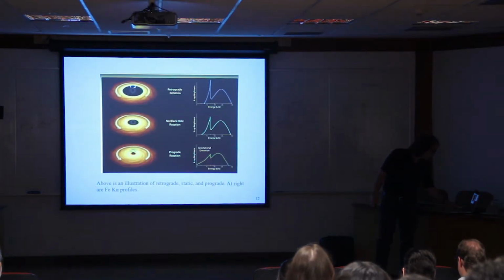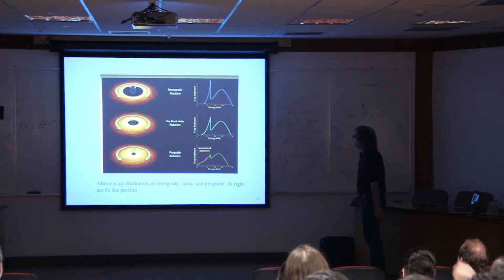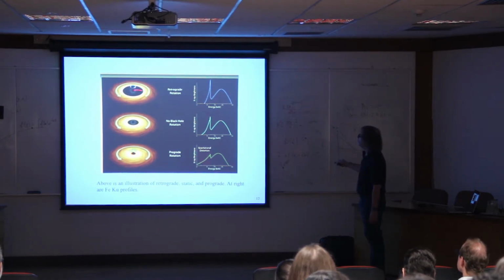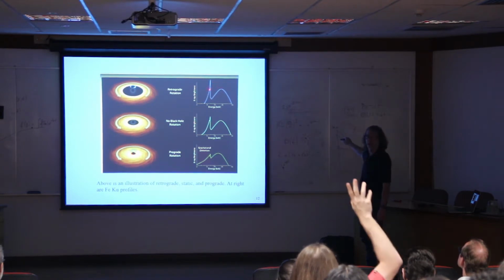Okay, there we go. So here's another picture of the same thing. This is retrograde motion. This is a Schwarzschild black hole, and this is a curved black hole with prograde motion. And basically, this is X-ray emission. This signifies actually an iron K fluorescent line that I talked about a bit yet.